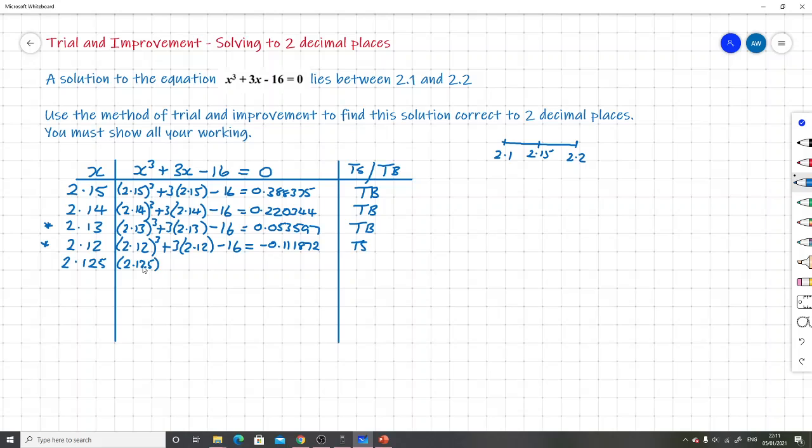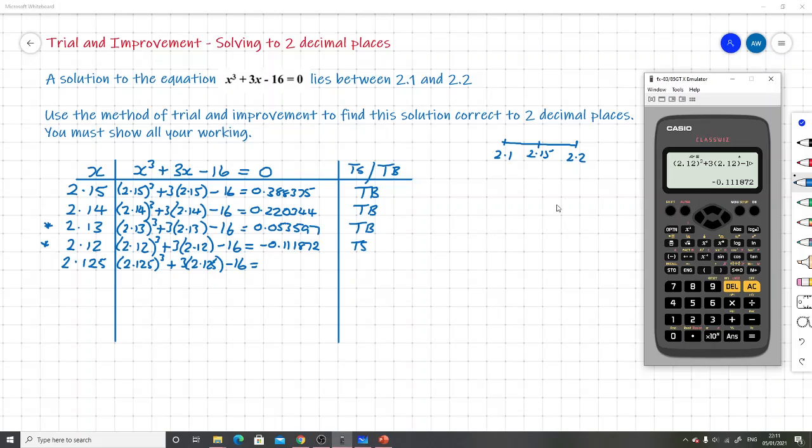2.125 cubed plus 3 bracket 2.125 minus 16 equals, bring the calculator back up. So all we need to do now is pop a 5 on the end of 2.12 in each bracket. Here we go, 2.125, press equals, and see what we get.